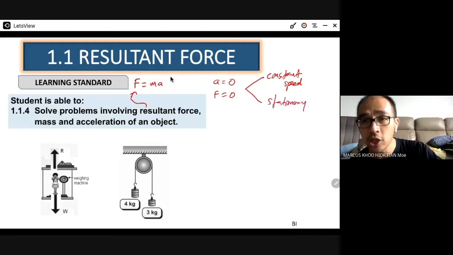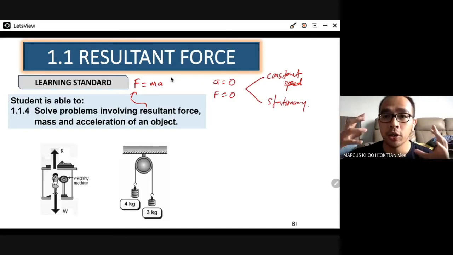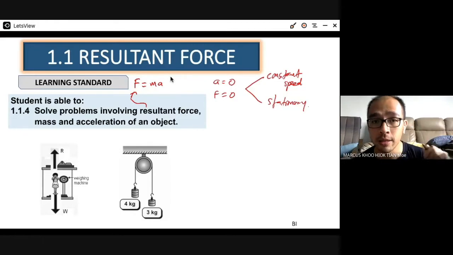This is the singular most important thing that we need to wrap our heads around. In order for us to really master this, we must remember this: if it is constant speed and/or it is stationary, then the acceleration is zero. Acceleration zero does not necessarily mean bahawa dia tidak bergerak. Dia mungkin bergerak, but with a constant speed.